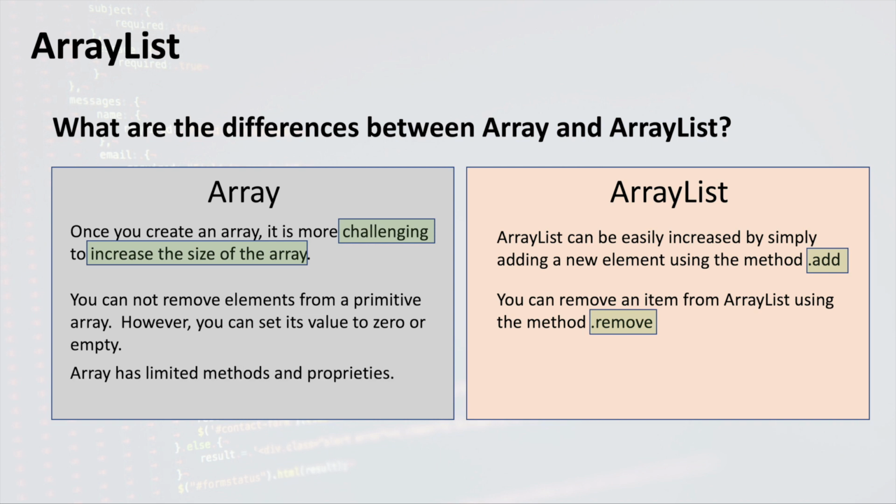The last one, array has limited methods and properties. There are only a few. You saw sort and length, not that many. But in the array list, the list of methods and properties is big. And you can just find it by saying ArrayList dot, and then all of it will come up on the screen. Now, how can we declare an array list?